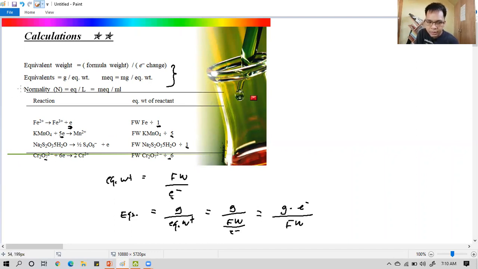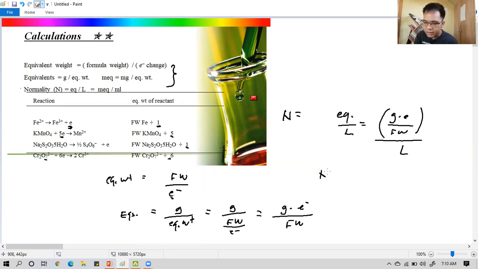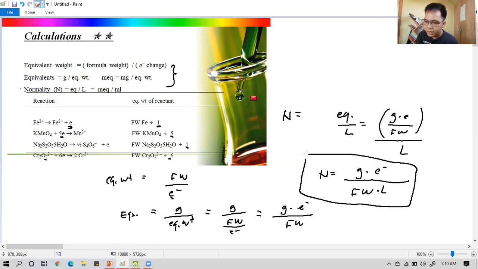Now, punta na tayo sa normality. Normality daw is equals to equivalent per liter. Ano ba yung expanded form ng equivalent natin? Equivalent per liter is just grams times electron all over formula weight, all over liter. Ayan, so ibaba lang natin. So grams times number of electron change, over formula weight times liter. So this is the formula for our normality.